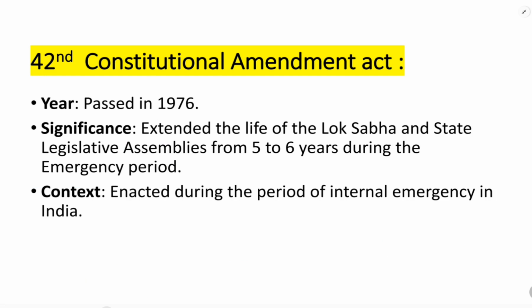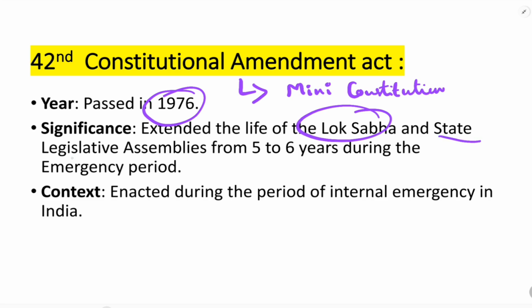Next we'll see the 42nd Constitutional Amendment Act. It was passed in 1976. This Constitutional Amendment Act is also called the mini Constitution. In this amendment, the life of the Lok Sabha and the state legislative assemblies was increased from 5 to 6 years. The life of the Lok Sabha and the state legislative assemblies was increased from 5 to 6 years during the emergency period.